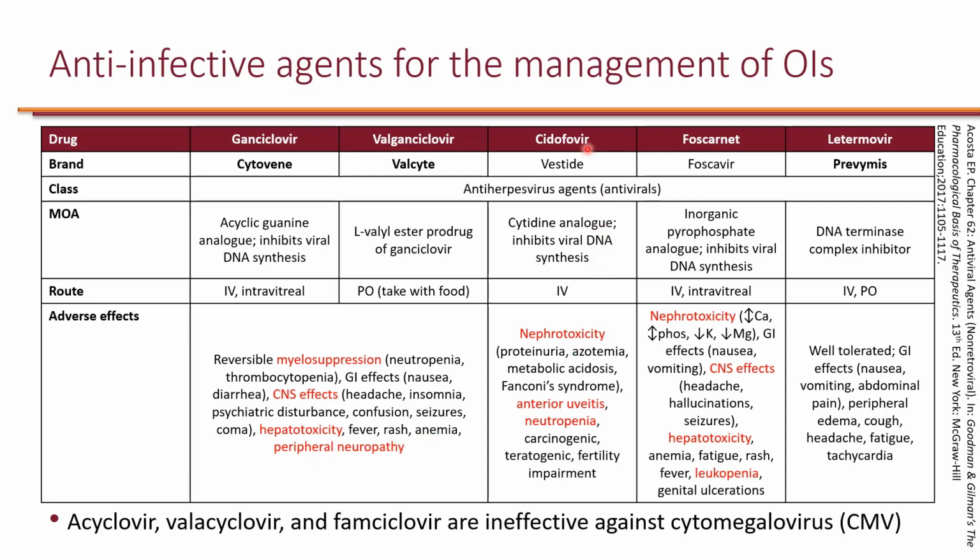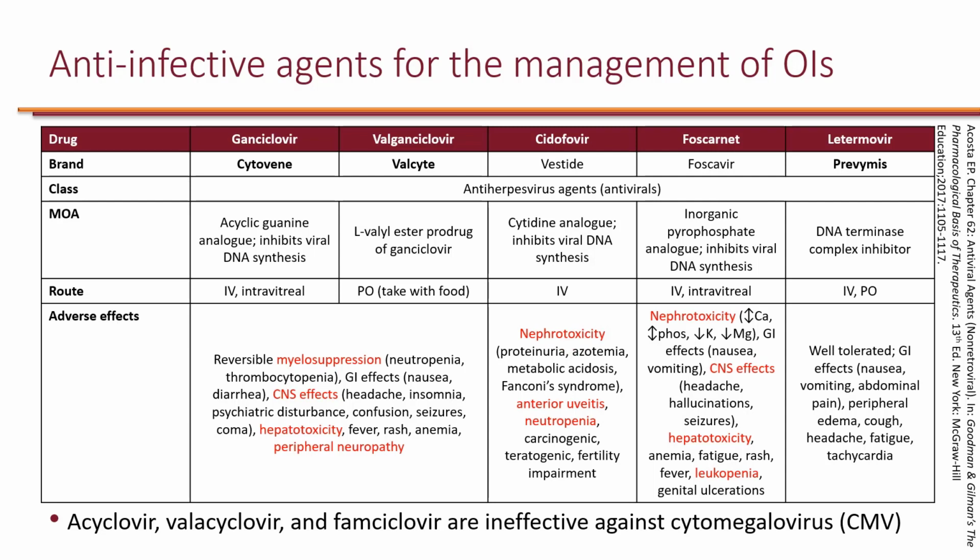Now, Cidofovir is also a nucleotide analog, and it's only available as IV because of poor oral bioavailability. Now, this agent is not causing as much myelosuppression as ganciclovir, but it is extremely nephrotoxic. In fact, it is the most nephrotoxic agent used for CMV. It is so nephrotoxic that initiation of Cidofovir therapy is actually contraindicated in patients with existing renal insufficiency. And it must be administered with high doses of probenecid in order to block active tubular secretion and decrease nephrotoxicity.